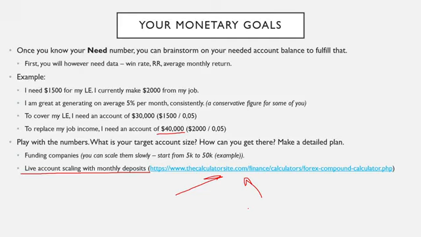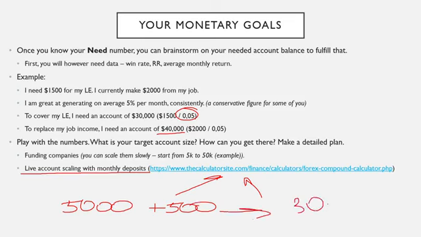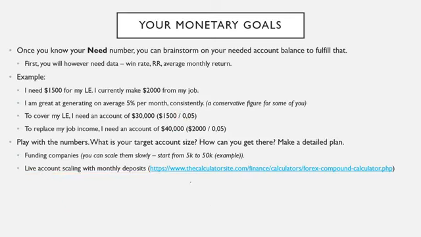So if you have, for example, 5,000 right now and you start with 5,000 and generate on average 5% every month, but every month you add 500 to this account, how long is it going to take you to go to 30K? Okay, so figure that out. Go play with the numbers. I'm not going to do this for you. Again, this is a workshop. I'm just giving you the clues right there.